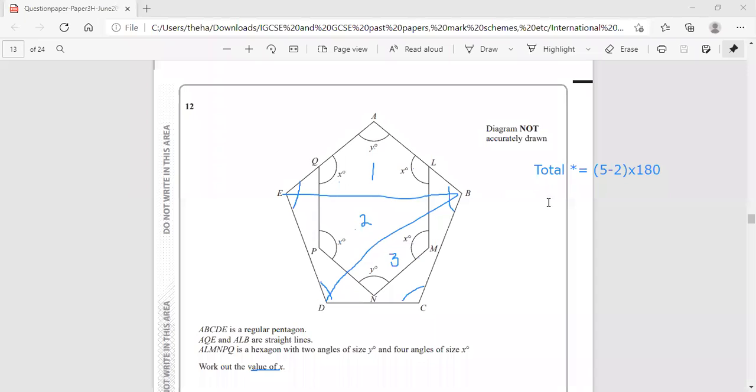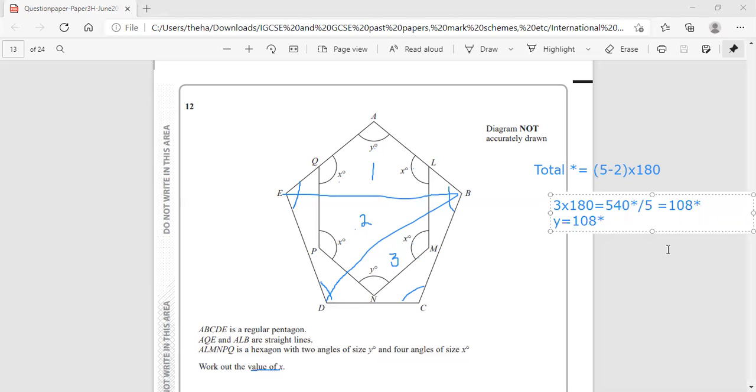So once we do that, we can do 3 times 180, which will tell us how many degrees are inside the pentagon. So 3 times 180 gives you 540 degrees. Now what we can do is divide that by 5, because there are 5 angles in there and they're all equal to y, and that will give us 108 degrees. So we can now write y equals 108 degrees.